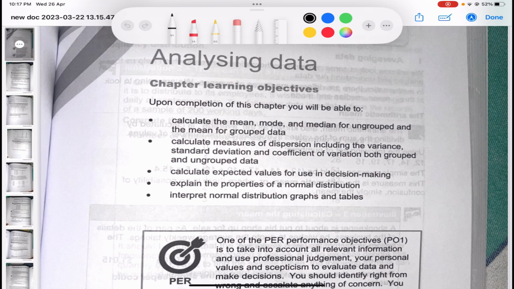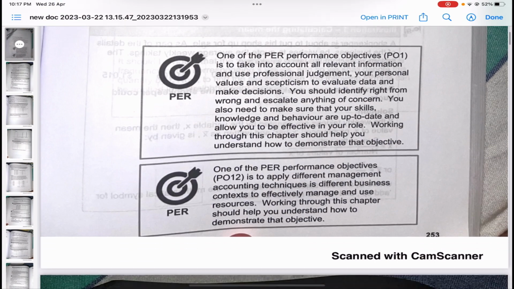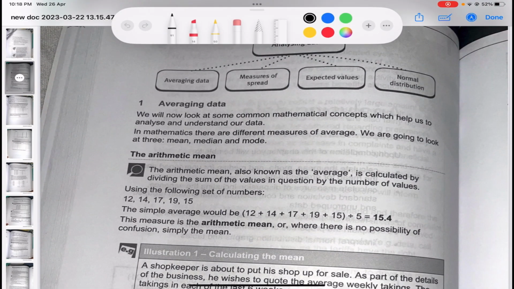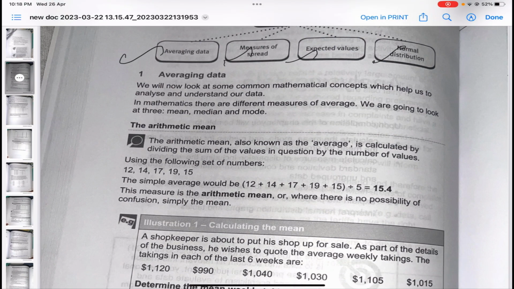So let's get started. We've learned about the different sources of data and how to present data. Now we are going to see how to interpret and analyze the data which we have collected. How do we analyze the data? Averaging them, measures of spread, expected values and normal distribution. These are the types using which you can analyze our data. So let's begin with averaging data.